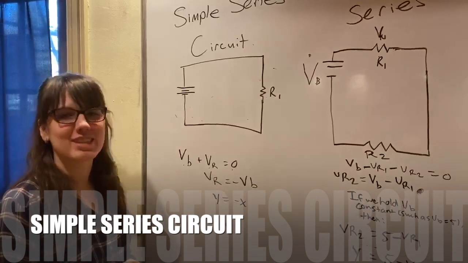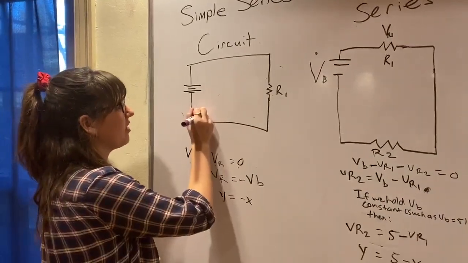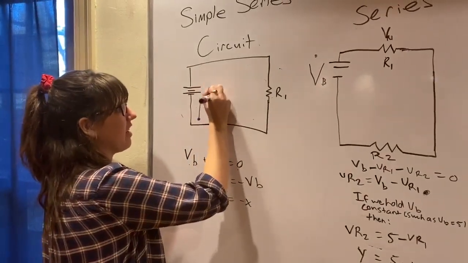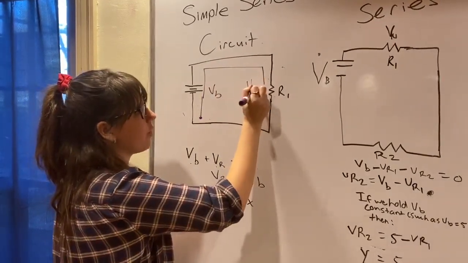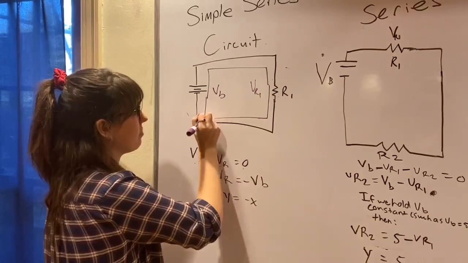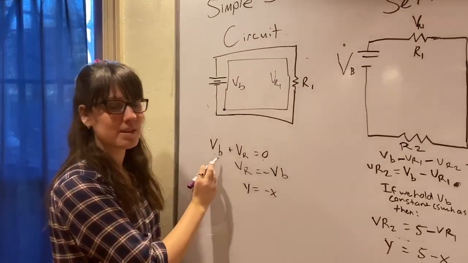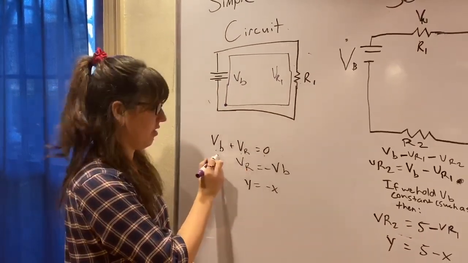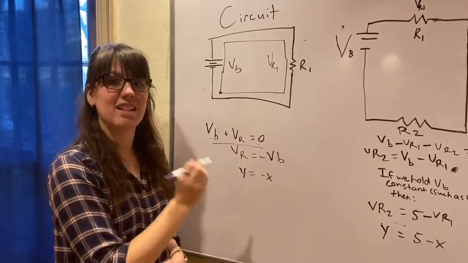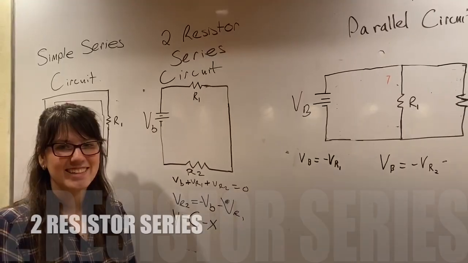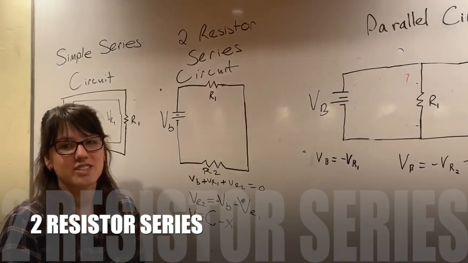This is a simple series circuit. When you start at a point, you go until you reach the battery, and that is called VB, and then you continue to go until you reach R1, which is VR1, until you come back to the point. Our law states that VB plus VR is equal to 0, which means VR equals negative VB, which is a linear relationship.